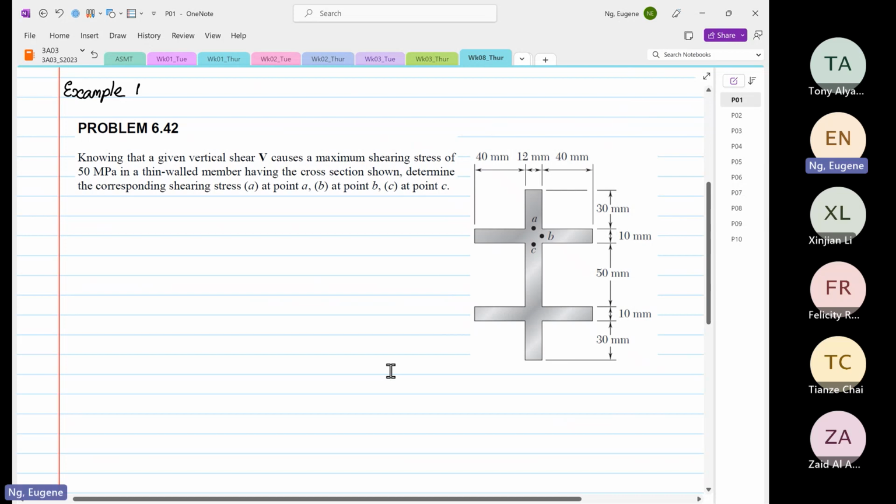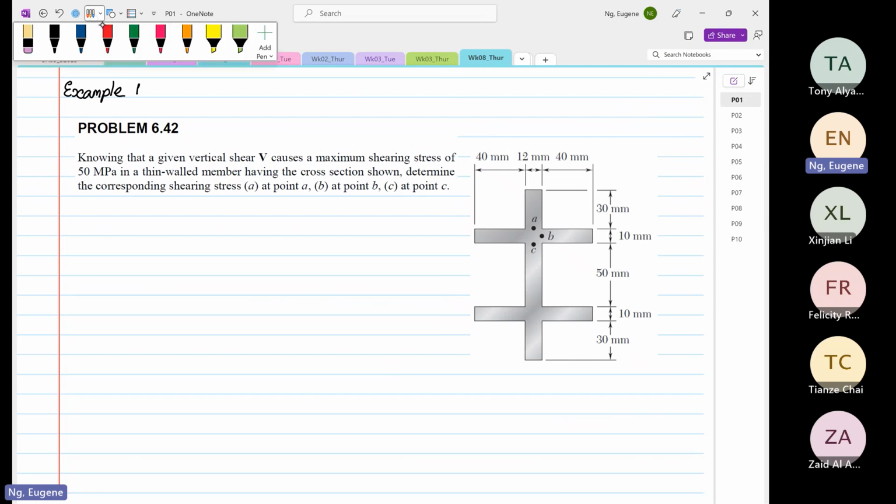Knowing that a given vertical shear V causes a maximum shear of 50 megapascal in a thin wall member, having the cross section as shown, determine the corresponding shearing stress at point A, at point B, and then at point C.